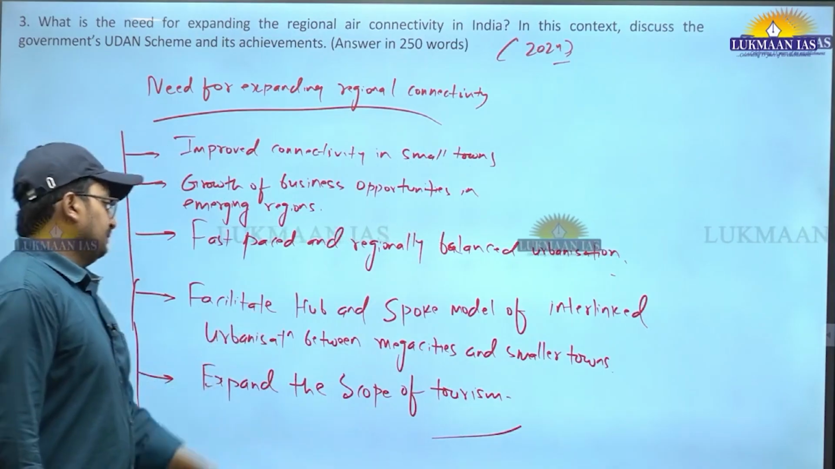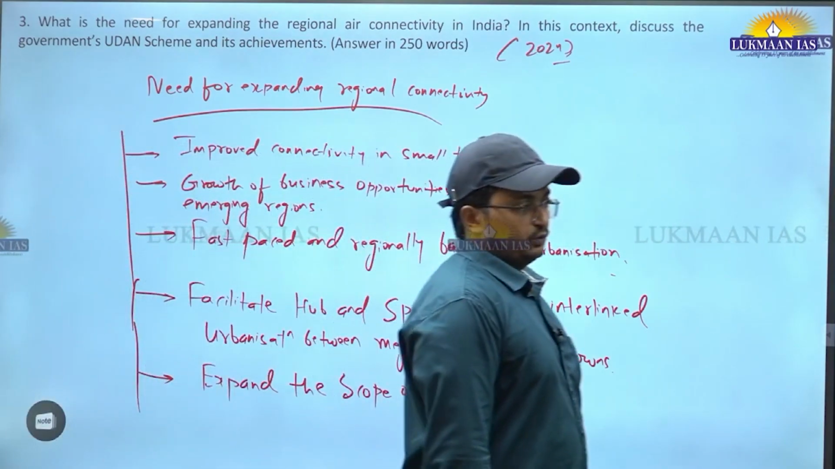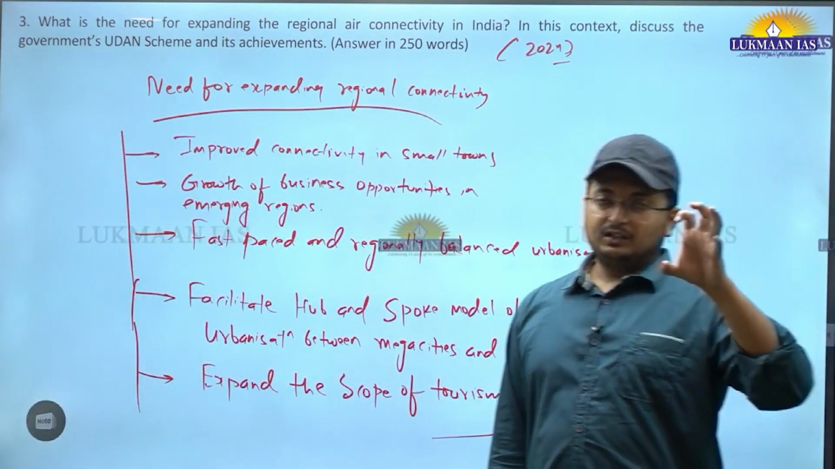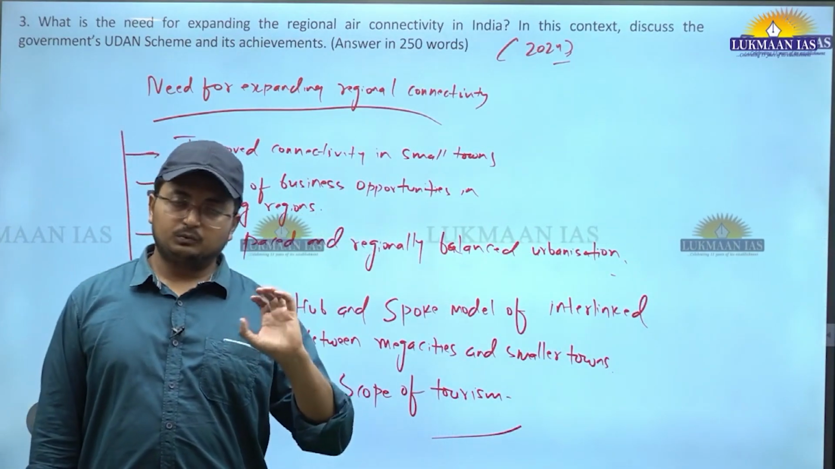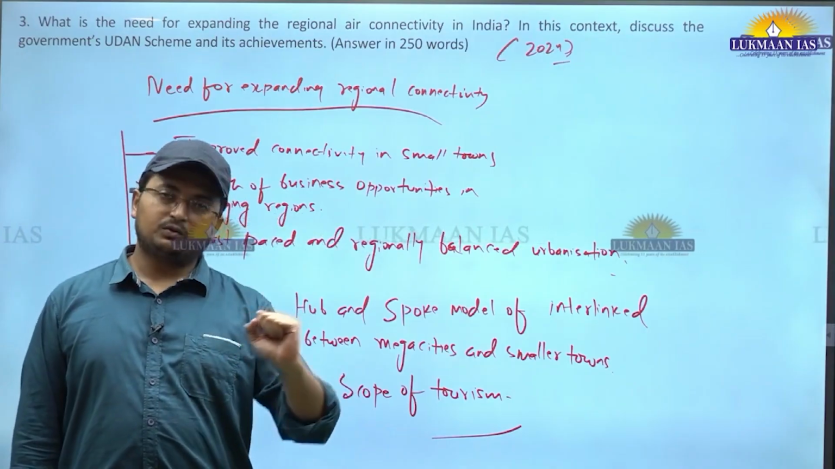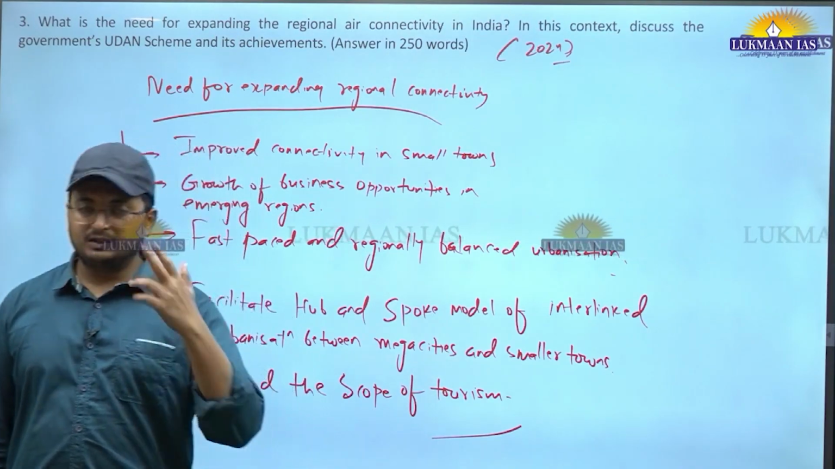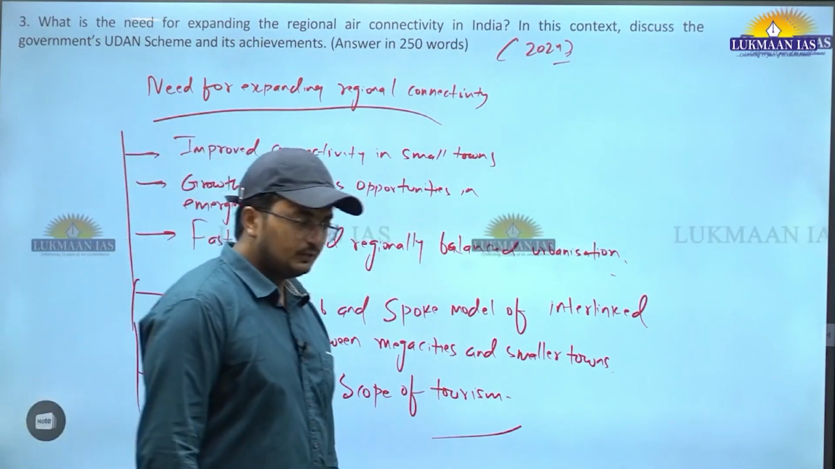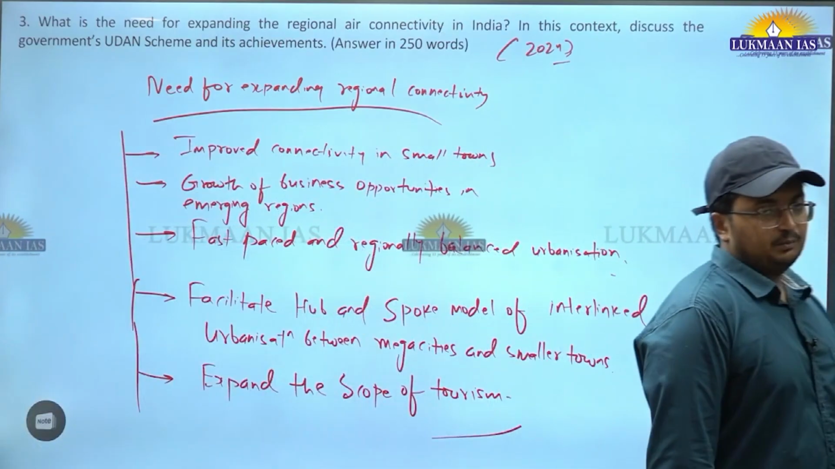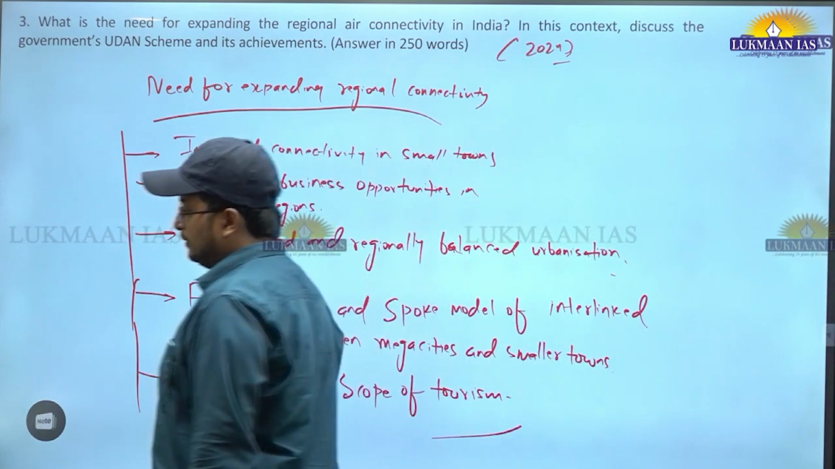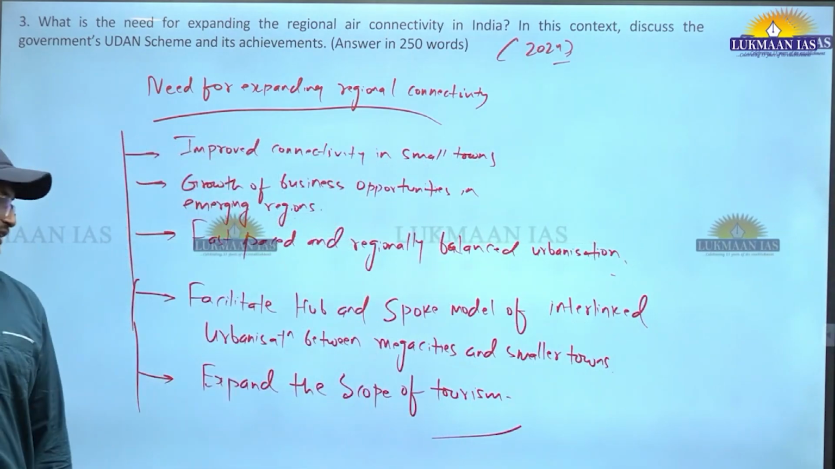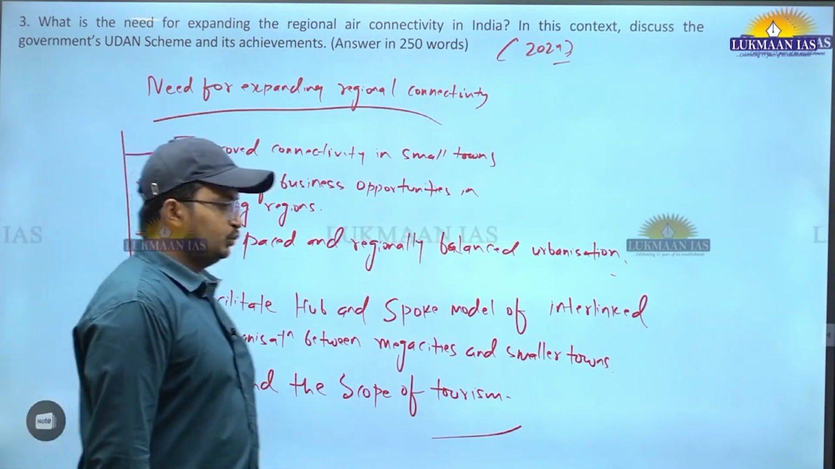Then facilitate hub and spoke model of interlinked urbanization. So what is being done is that urban centers, the tier 1 centers, would act like a hub wherein the big business would be processed from those bigger centers, but they will have connectivity with the smaller towns. In a way, the businesses can be expanded to smaller towns to exploit the cheap labor and availability of resources in those areas.